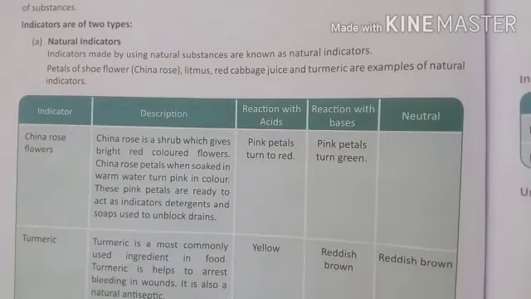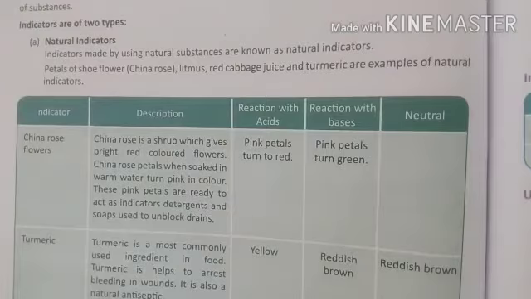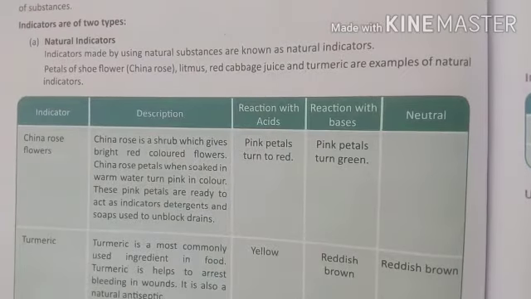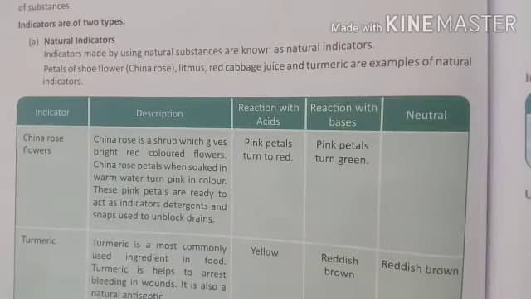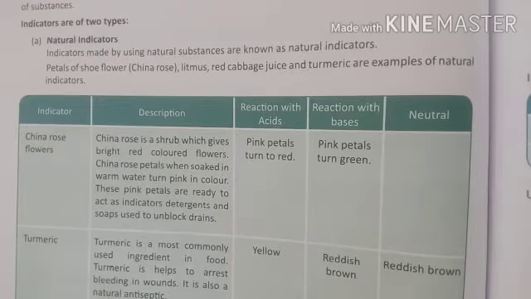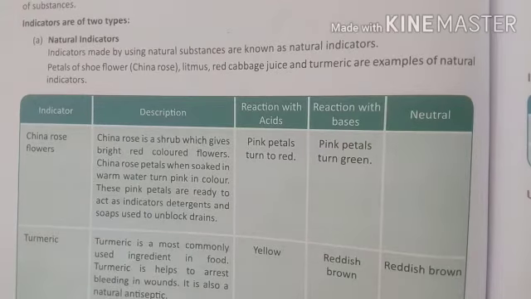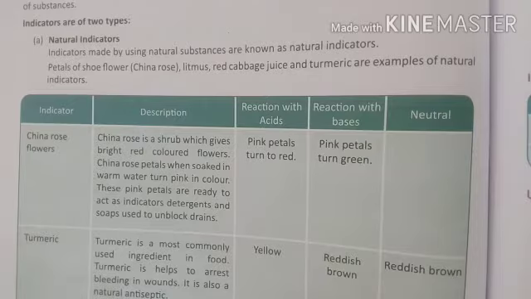So the indicators are of two types. One is natural indicators and the second is artificial or synthetic indicators, which we will discuss later on. Natural indicators are made from natural substances. These are China rose, turmeric and litmus solution. First of all we are going to discuss China rose.